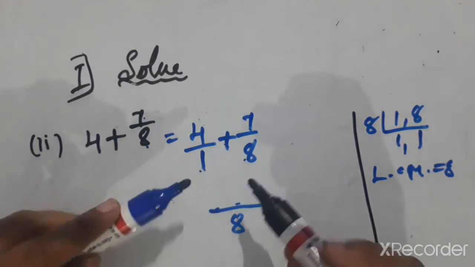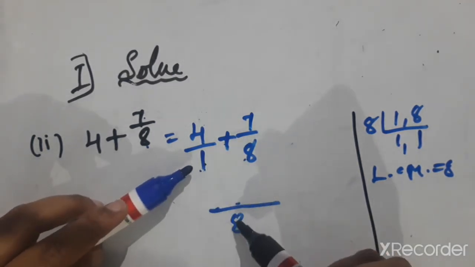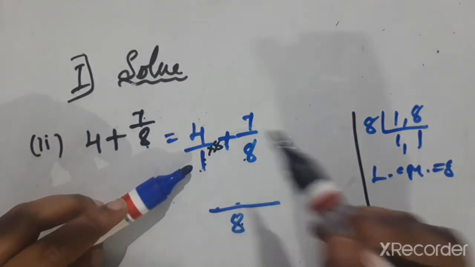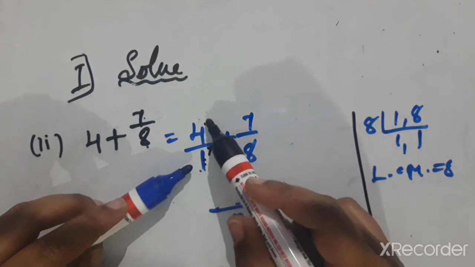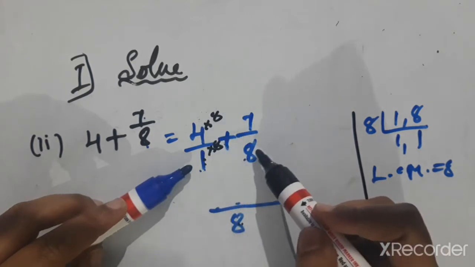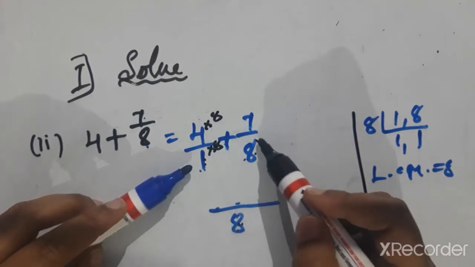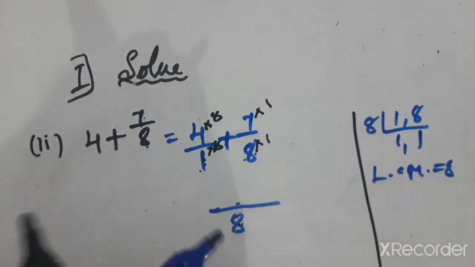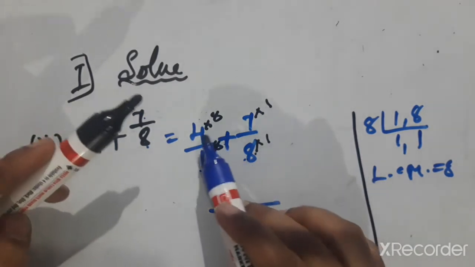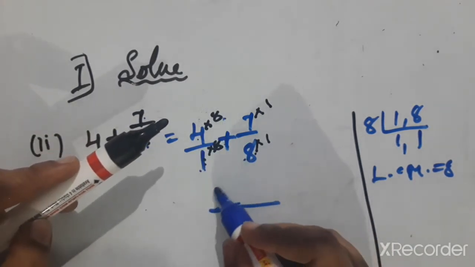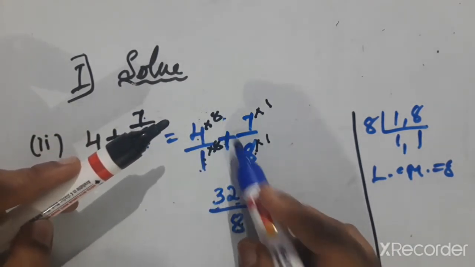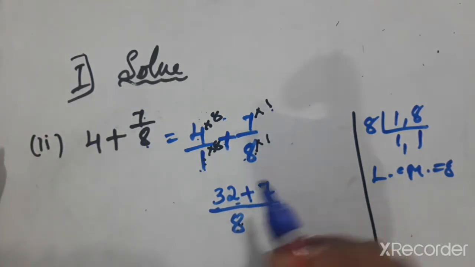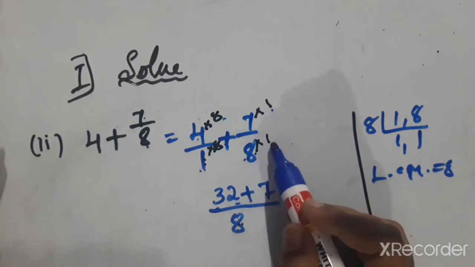Now equalize the denominator to the LCM value. 1 times how much is 8? 1 eight is 8. The same number we have to multiply in the numerator also. And 8 times how much is 8? 8 ones are 8. The same number, 1, we write in the numerator place. Now 4 eights are how much, children? 32. Plus symbol, so we write plus. 7 into 1, 7 ones are 7. 1 into 8, 8.